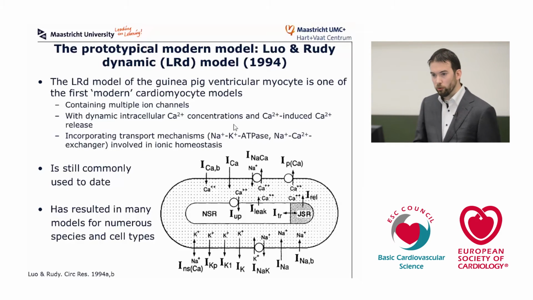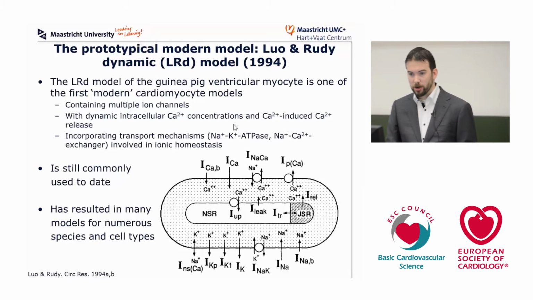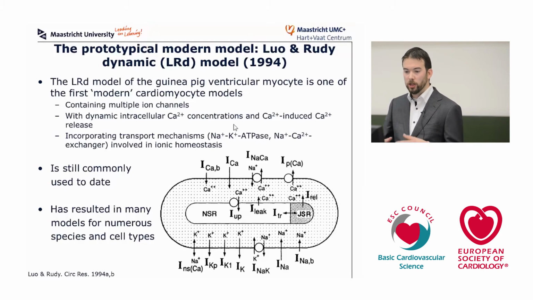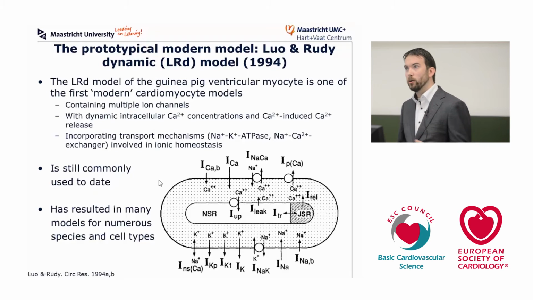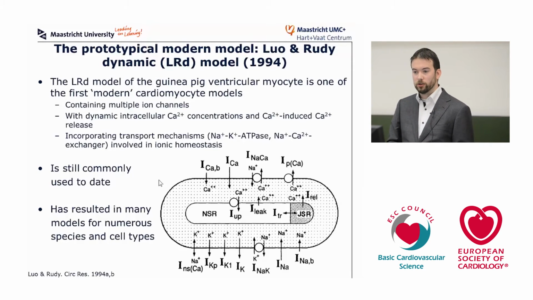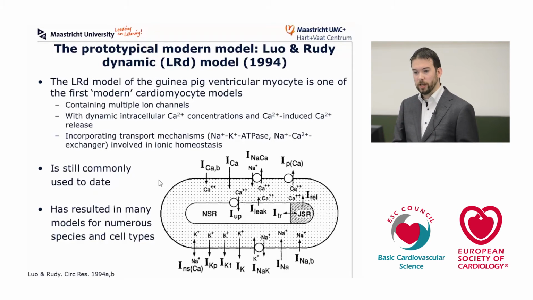I want to show you the Lua-Rudy model. This is a model for the guinea pig ventricular cardiomyocyte, and is considered one of the first modern cardiomyocyte models. So instead of just the 2 or 3 channels that I showed you previously in the Hodgkin-Huxley model, we now have a whole host of them, and most of them I introduced to you when describing the action potential. We now also take into account that these calcium concentrations change and that other ion concentrations change over time, and that we have these transport mechanisms to achieve that.